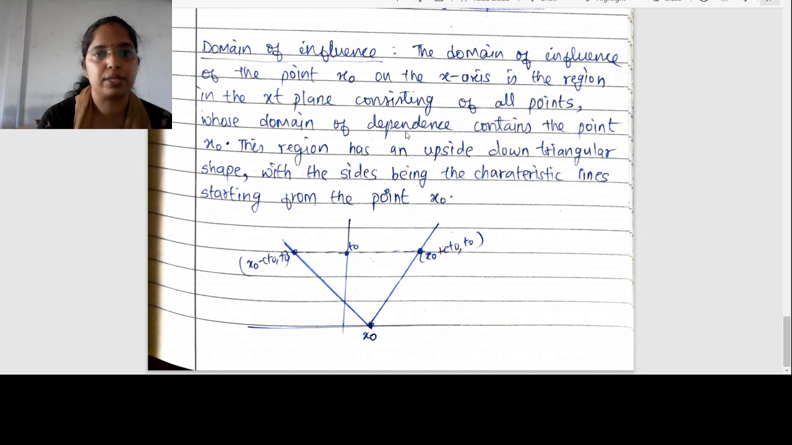Domain of influence of the point: if we take a point x naught, its domain of influence is the region in the xt plane consisting of all points whose domain of dependence contains the point x naught.